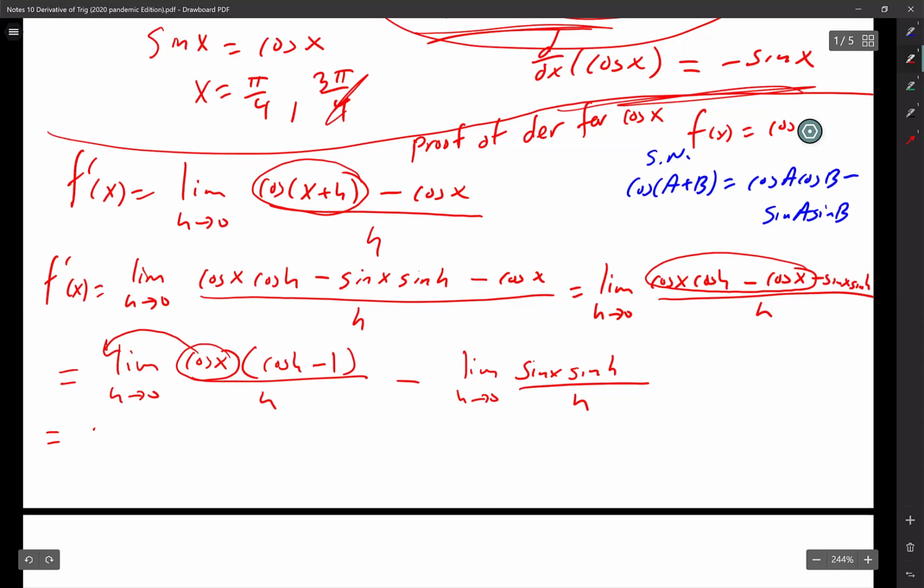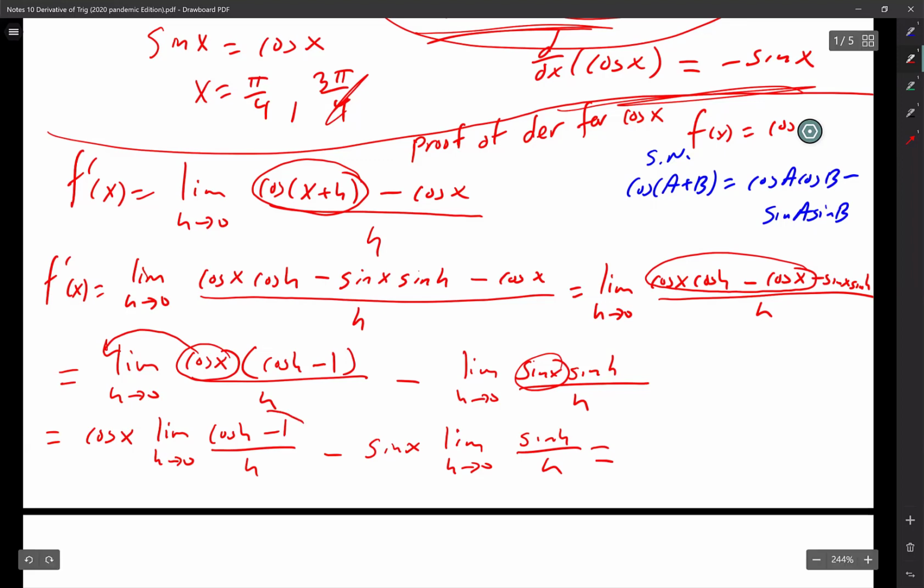So I'm going to write cosine x, limit, because it's not being affected, because it's an x, not an h. Limit as h approaches 0, cosine h minus 1 over h, minus, that's the same thing there, sine x, limit as h approaches 0, sine h over h. Finally, I get to an answer.